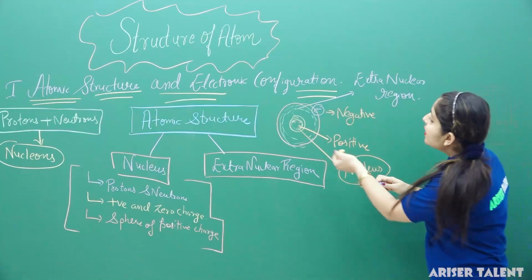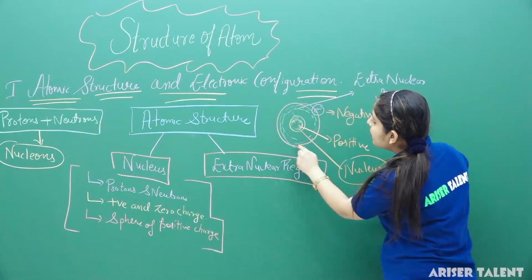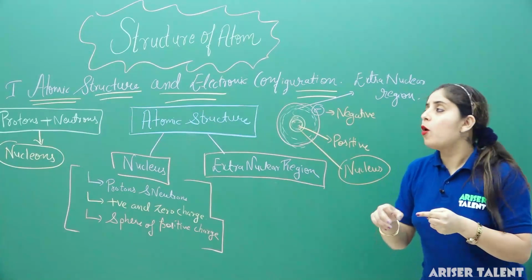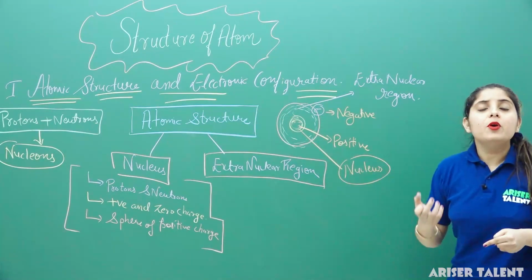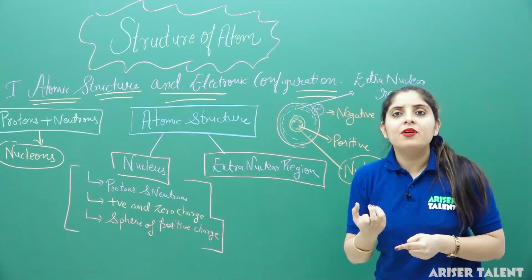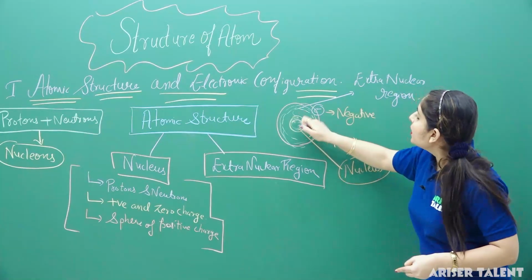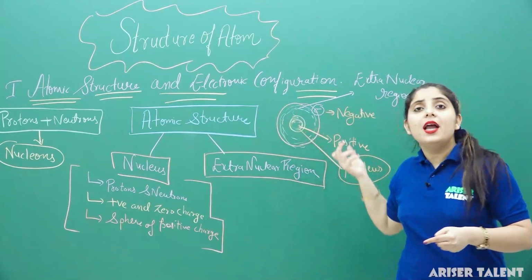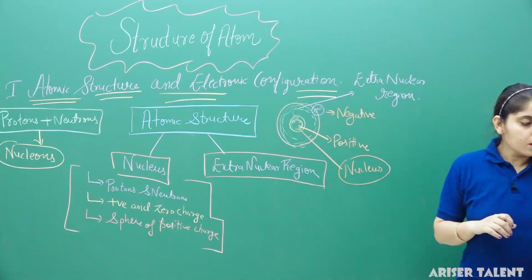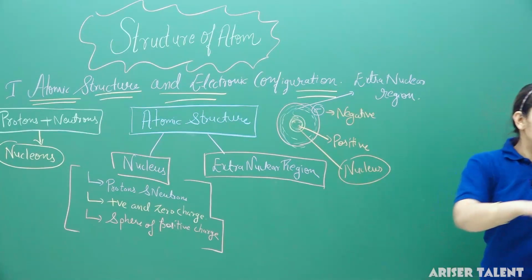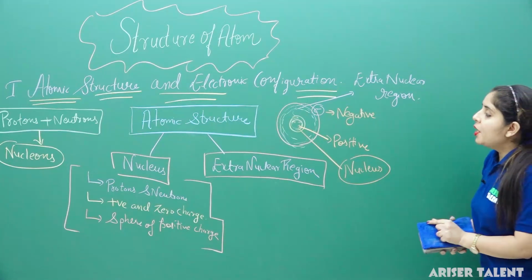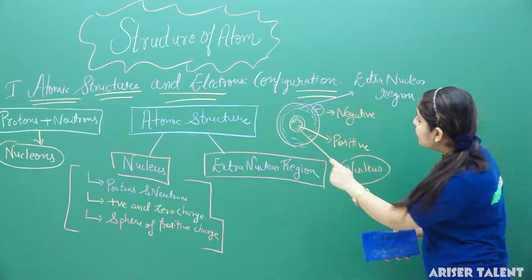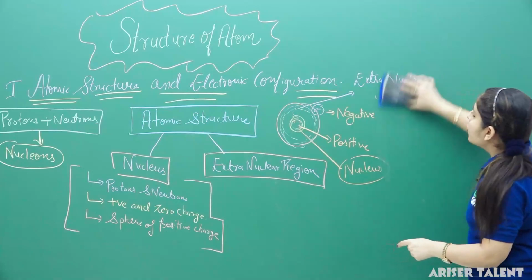We see here that electrons are going to revolve in the extranuclear region, and the path in which the electron revolves is known as an orbit. We may also say that the orbits have certain energy levels. So the electron will move in a path, and this path is known as an orbit, and these are the energy levels. Extranuclear region is the region in which the electron will revolve.